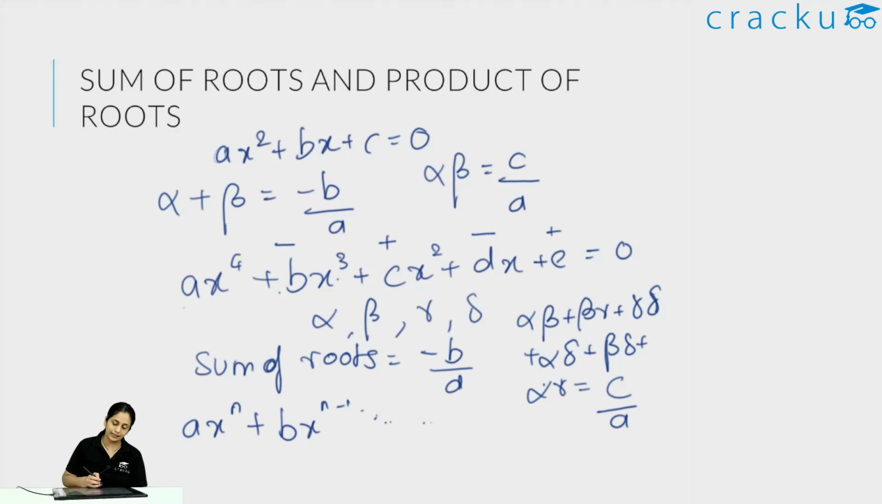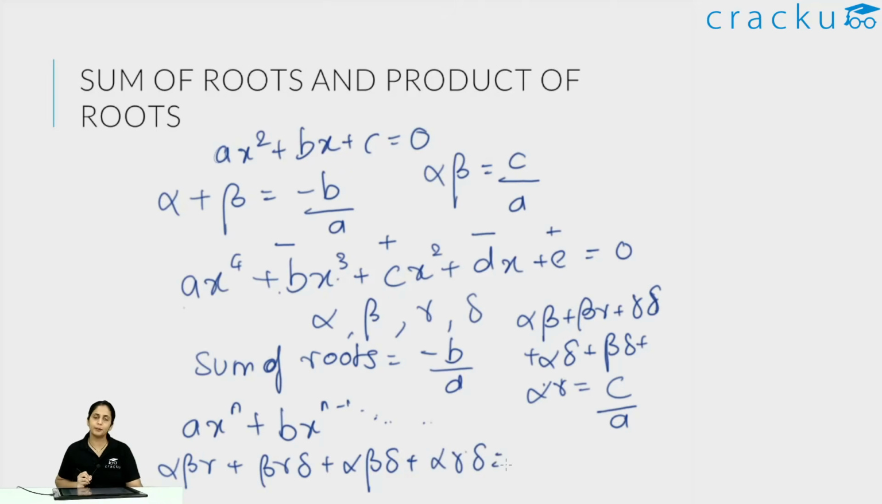Now if you take it three at a time, then alpha beta gamma plus beta gamma delta plus alpha beta delta plus alpha gamma delta. This sum of the products taken three at a time is going to be equal to, this is minus, this is plus, this is now minus. So this is minus d by a.